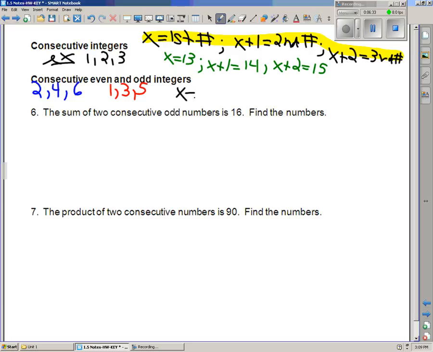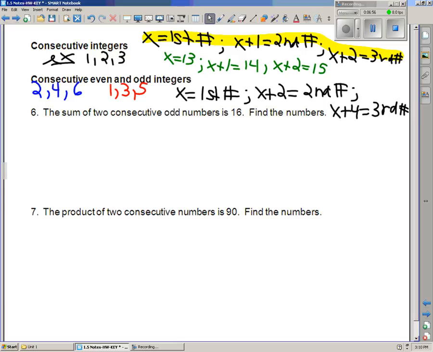The first number is always the unknown. It's always x. The second number, no matter whether it's an even or an odd, is x plus 2. And if they ask you for a third number, whether it's even or odd, it would be x plus 4. Okay, so there's your setup for consecutive even integers or consecutive odd. It doesn't matter what they're referring to. It's still skipping every other.